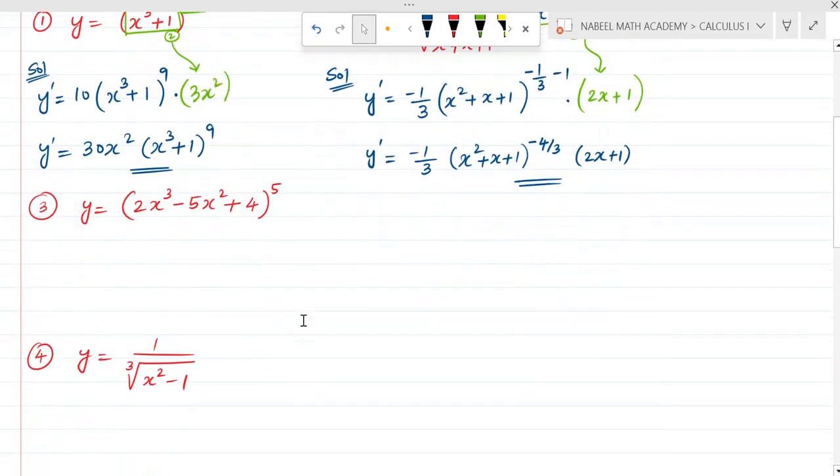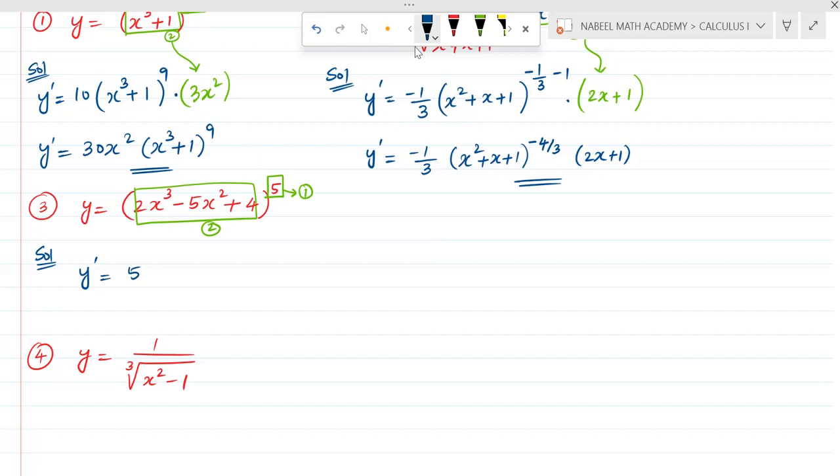Now the next one, the same rule: a polynomial with a power. The first thing you will do is the power first, and then I have to go with this one. This is the first derivative, and the second is the inside, so this is number 2. So let us go with this one. First, if you differentiate the power, the y prime becomes 5 times this to the power 4.